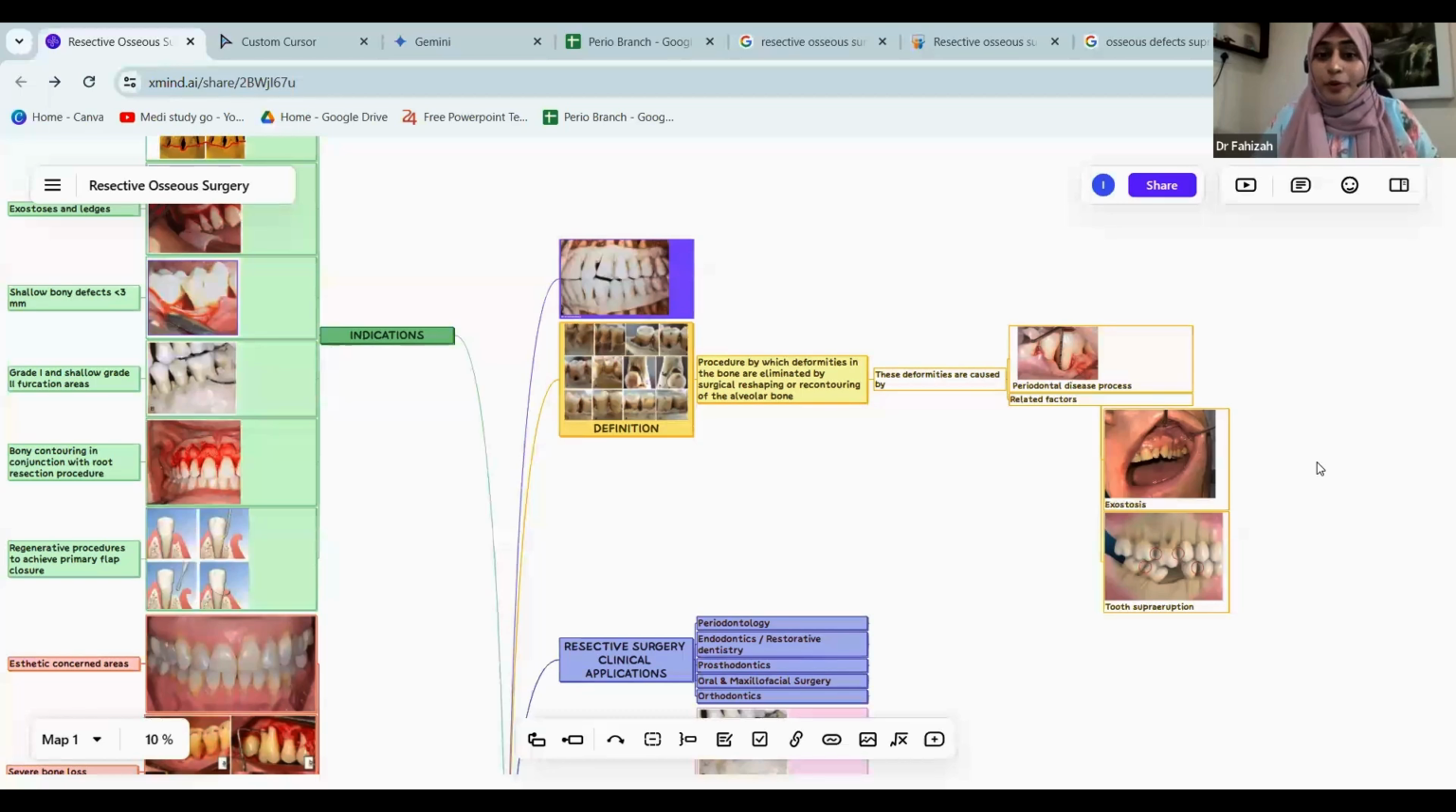Wilckodontics. That's a beautiful topic, actually. I have an entire 200-page book on Wilckodontics. What do you want to know?